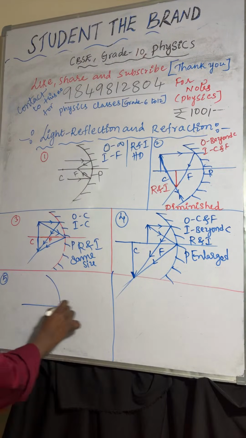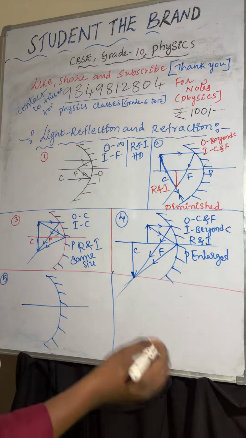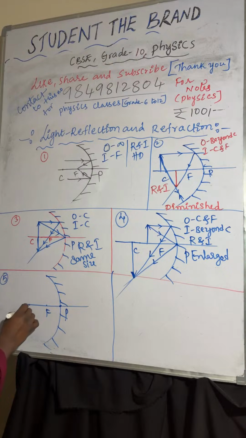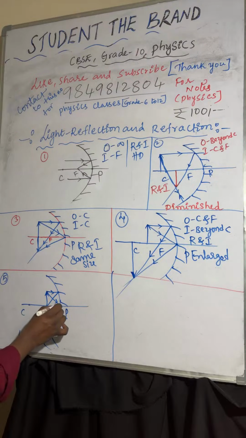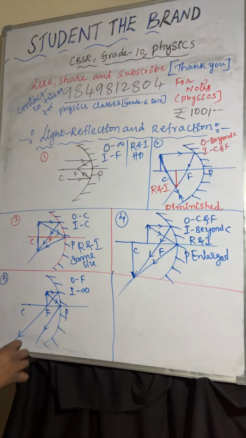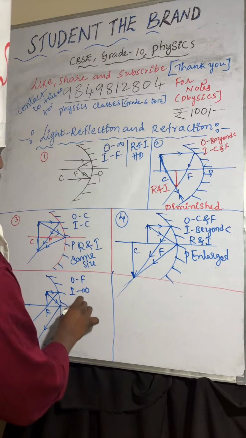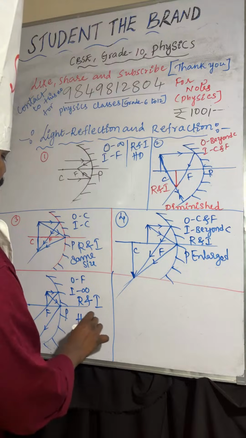So concave mirror, pole, focus and center of curvature. Object is placed at F. One light ray I am taking like this. It passes through focus. Another light ray is incident at the pole, it reflects back. Object at F, image will form at infinity. Nature of the image is real and inverted. Size of the image is highly enlarged.